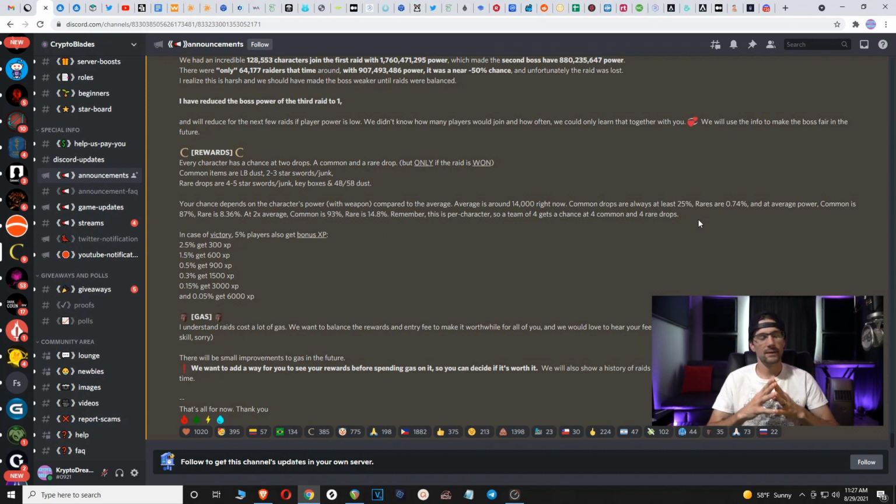So again, getting strong weapons and high level characters is going to reward you, just like in your battles when you're fighting in combat. Also, if you have 4 characters in, you're going to have 4 chances to get those drops. So that's a big deal. All right.